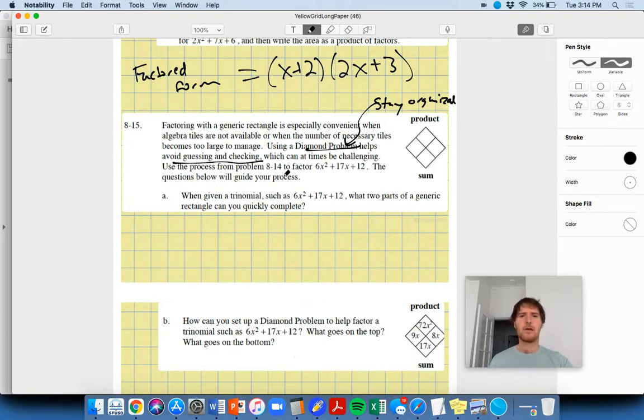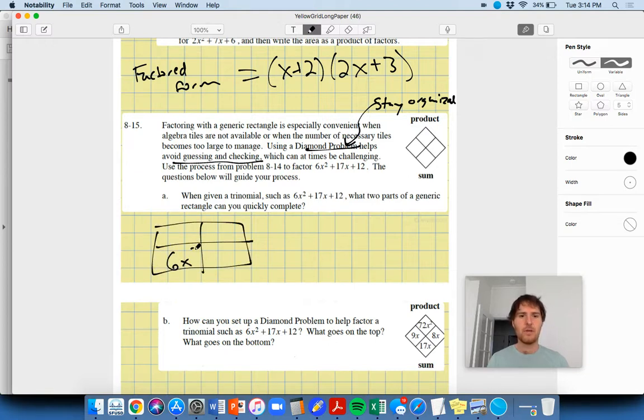Use the process from problem E14 to factor this guy right here. Oh, we did this one. This one's in the silent video. Oh, gosh. Oh, no. So I already have this one given up to us here. Questions below will guide your process. When given the trinomial such as this, what two-part generic rectangle can you quickly complete?